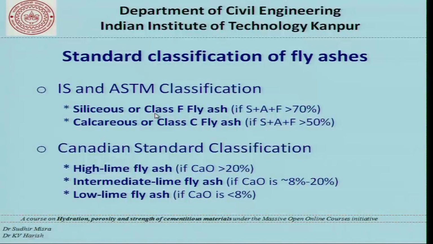Basically, the composition mentioned, that is the S plus A plus F, for siliceous fly ash and class F fly ash is the same. Likewise, calcareous fly ash and class C fly ash are the same. So the IS and ASTM both specify that the S plus A plus F content should be greater than 70% for a fly ash to be classified as class F fly ash or siliceous fly ash. For other fly ashes, the S plus A plus F content should be greater than 50%.